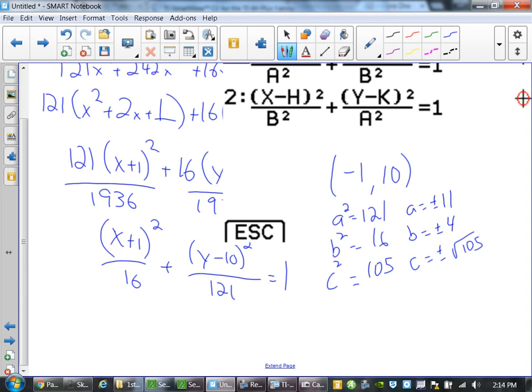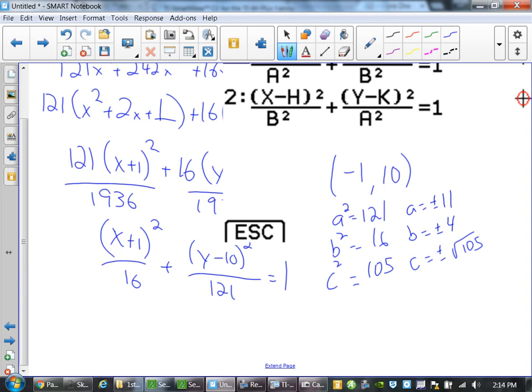We're going to add and subtract the 11. We add and subtract the 4. Yes, sir. How do we find the c value? It's a squared minus b squared to get c squared for an ellipse.